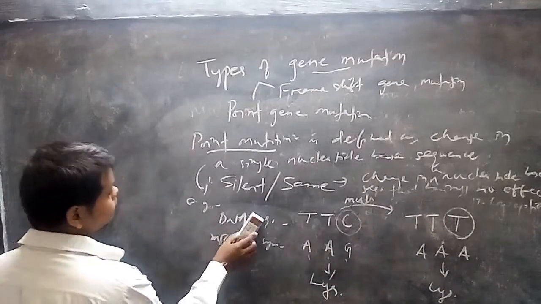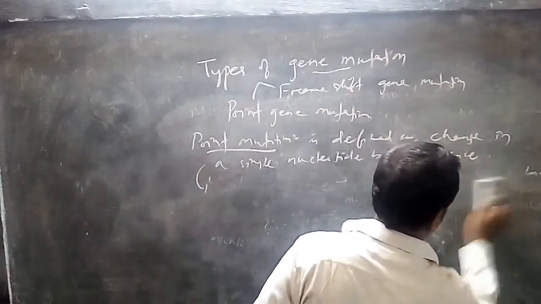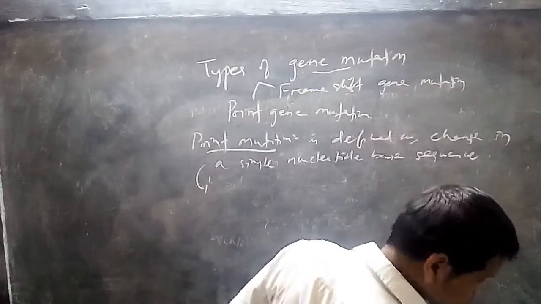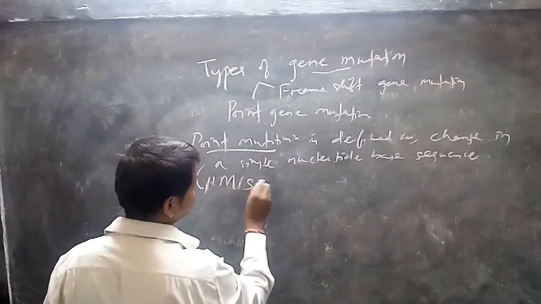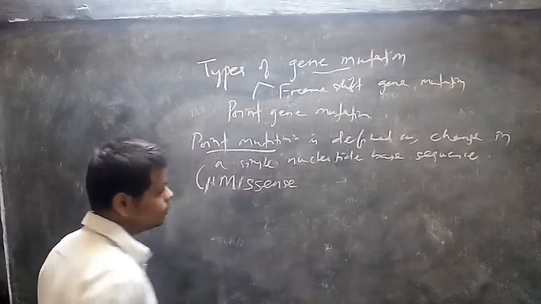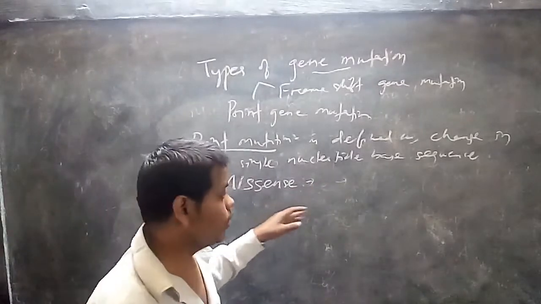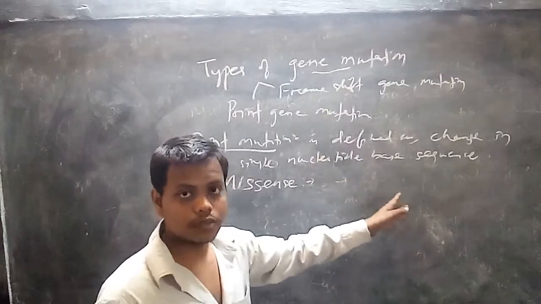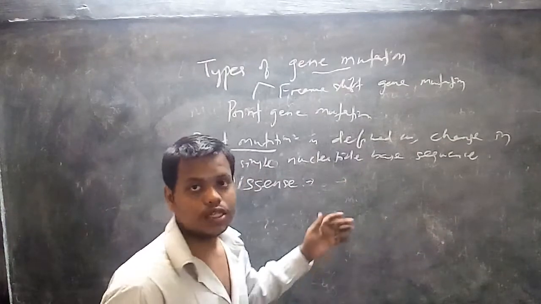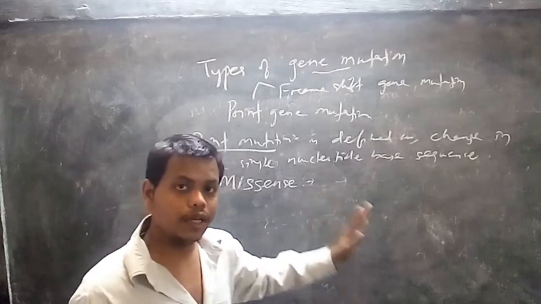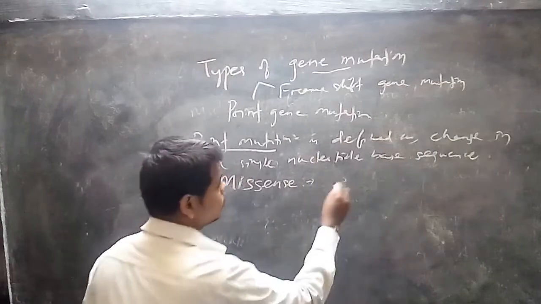Then the next thing is missense point mutation. Secondly, missense point mutation. It is the opposite of silent point mutation. In silent point mutation, mutation occurs, but its effect does not occur. But when mutation to a single nucleotide base pair occurs and that brings a change in the function, then that is called missense point mutation.